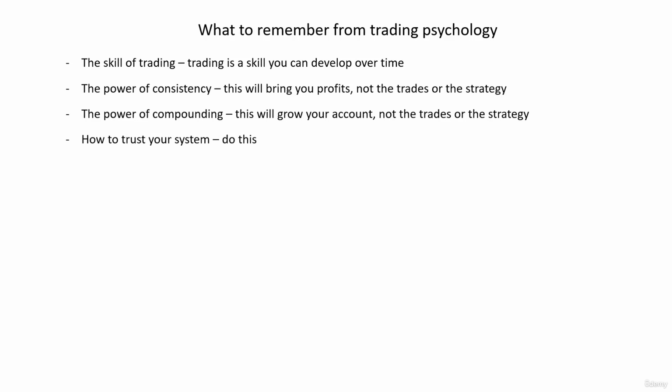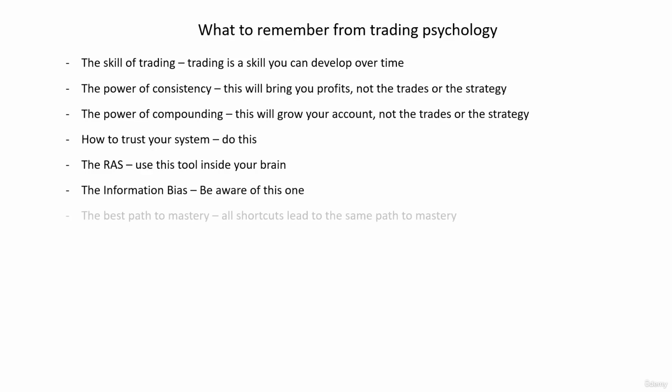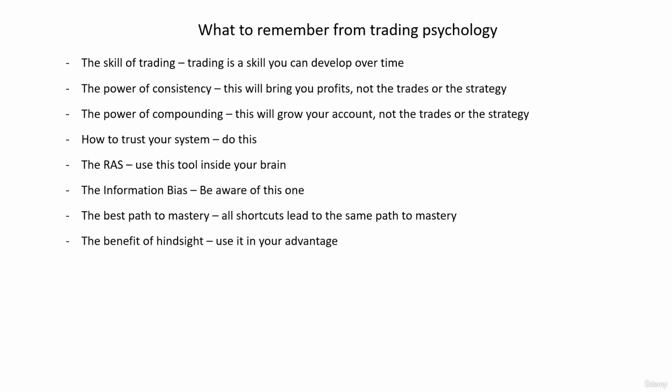Just do this. The reticular activating system. Use this tool inside your brain. The information bias. Be aware of this one. The best path to mastery. Remember that all shortcuts lead to the same path to mastery. So don't take any shortcuts. It's easier. The benefit of hindsight. Use it to your own advantage and not against you.